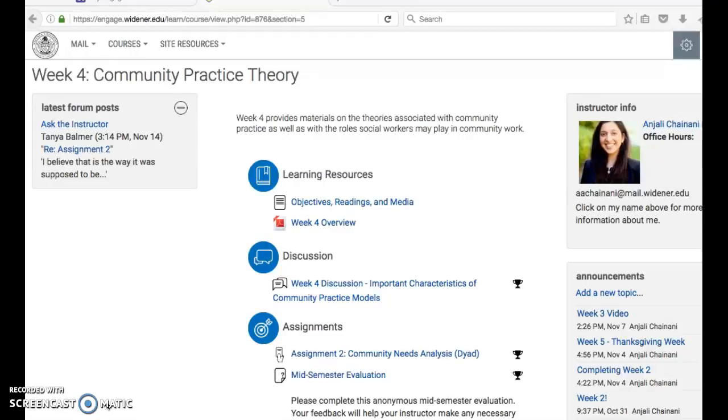So this week's focus is around different community practice theories and the various roles that social workers play in that community practice, and then really being able to demonstrate your ability to select an appropriate practice model given a specific community and their needs.